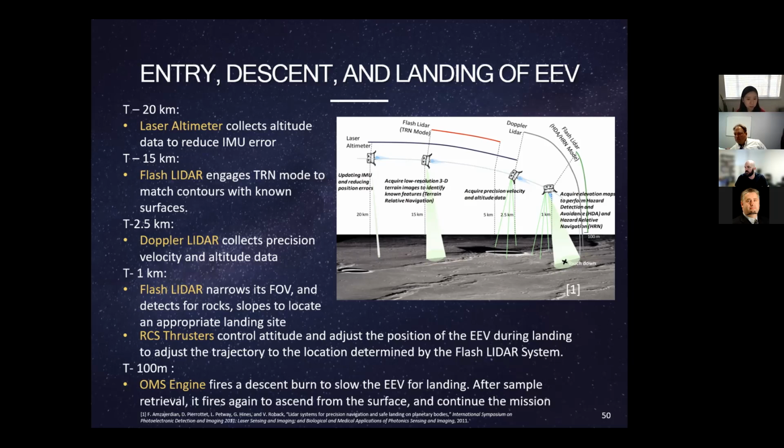At about T minus 1 kilometer, the flash LiDAR then narrows its field of vision and starts detecting rocks, contours on the surface of the regolith, and craters. And this locates the appropriate landing site that the RCS thrusters are able to control and orient the EEV to, the safe landing site. At T minus 100 meters, as the EEV approaches the surface, it will fire its OMS engine to have a slow descent burn to slow the EEV for landing. After sample collection, it fires once more to ascend from the surface and continue the mission. Next slide, please.